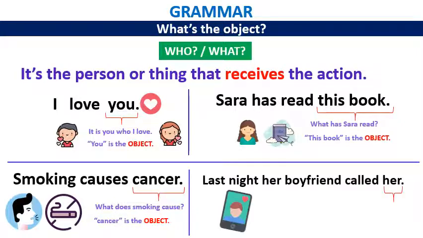Then in the next example, example number 4, we have last night her boyfriend called her. Who did he call? He called her. Her is the object. So pay attention to the object pronouns: her, him, them, us.